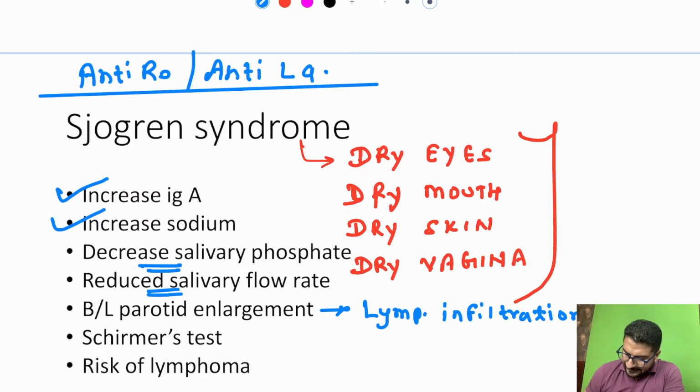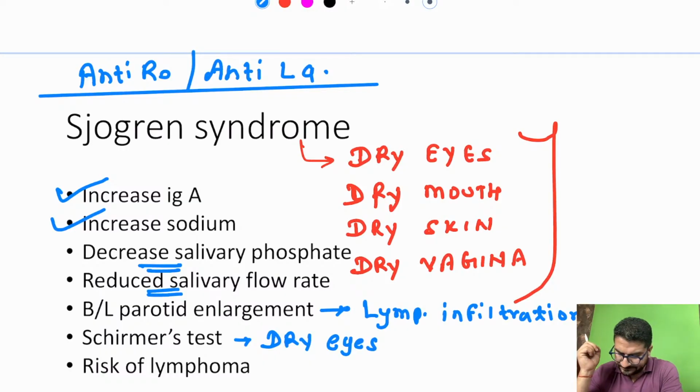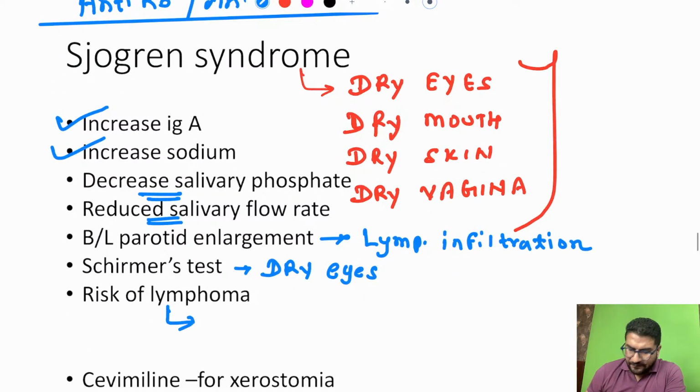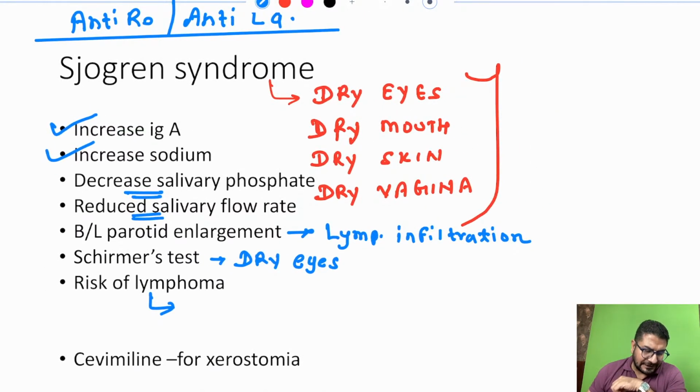Now for dry eyes we do a test. This test is called Schirmer's test. So for dry eyes we do a test, we call this the dry eyes test or Schirmer's test. Ultimately there is a risk of lymphoma. And remember, whenever we have autoimmune disease, which lymphoma occurs in autoimmune disease? In autoimmune disease there is a chance of marginal zone lymphoma.